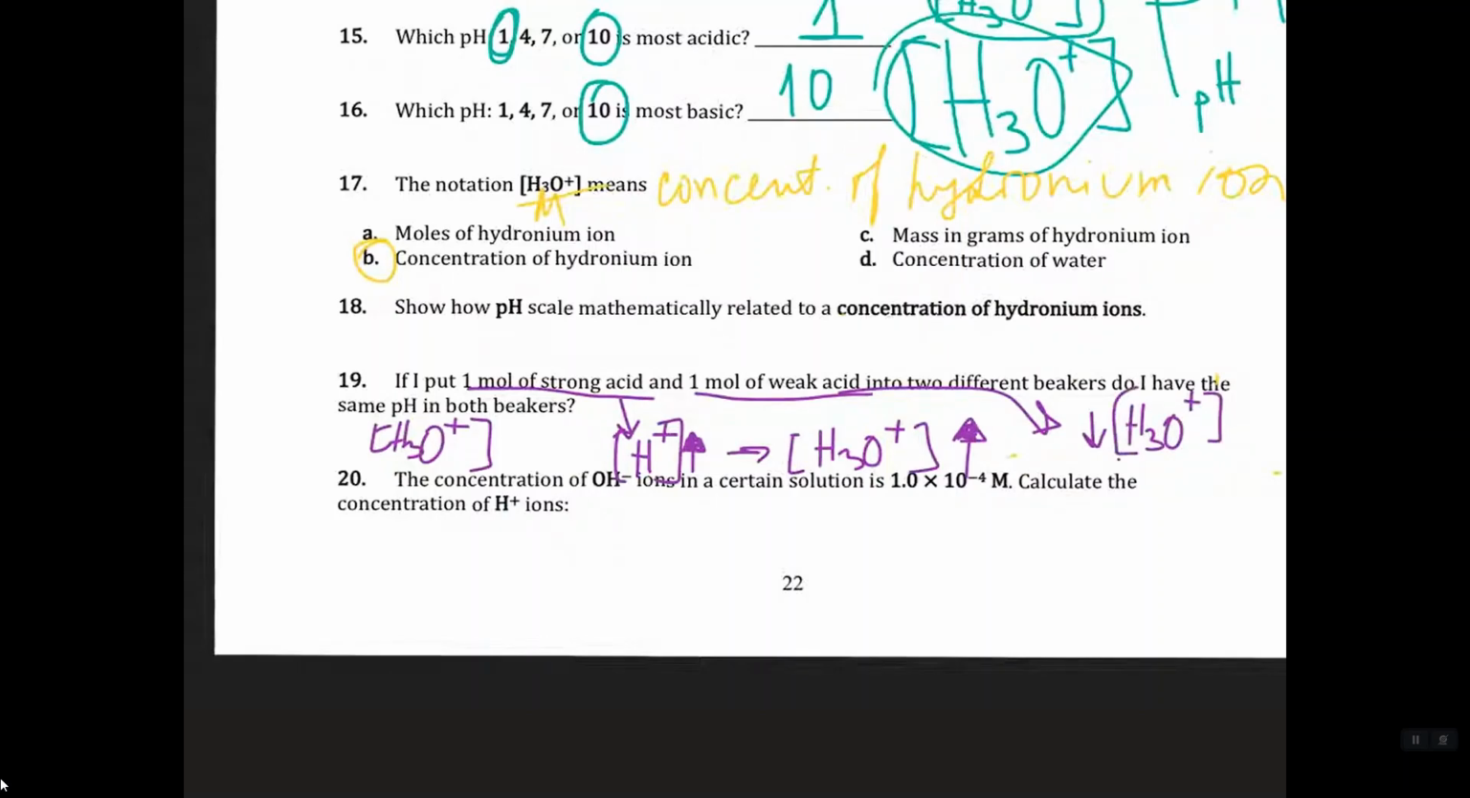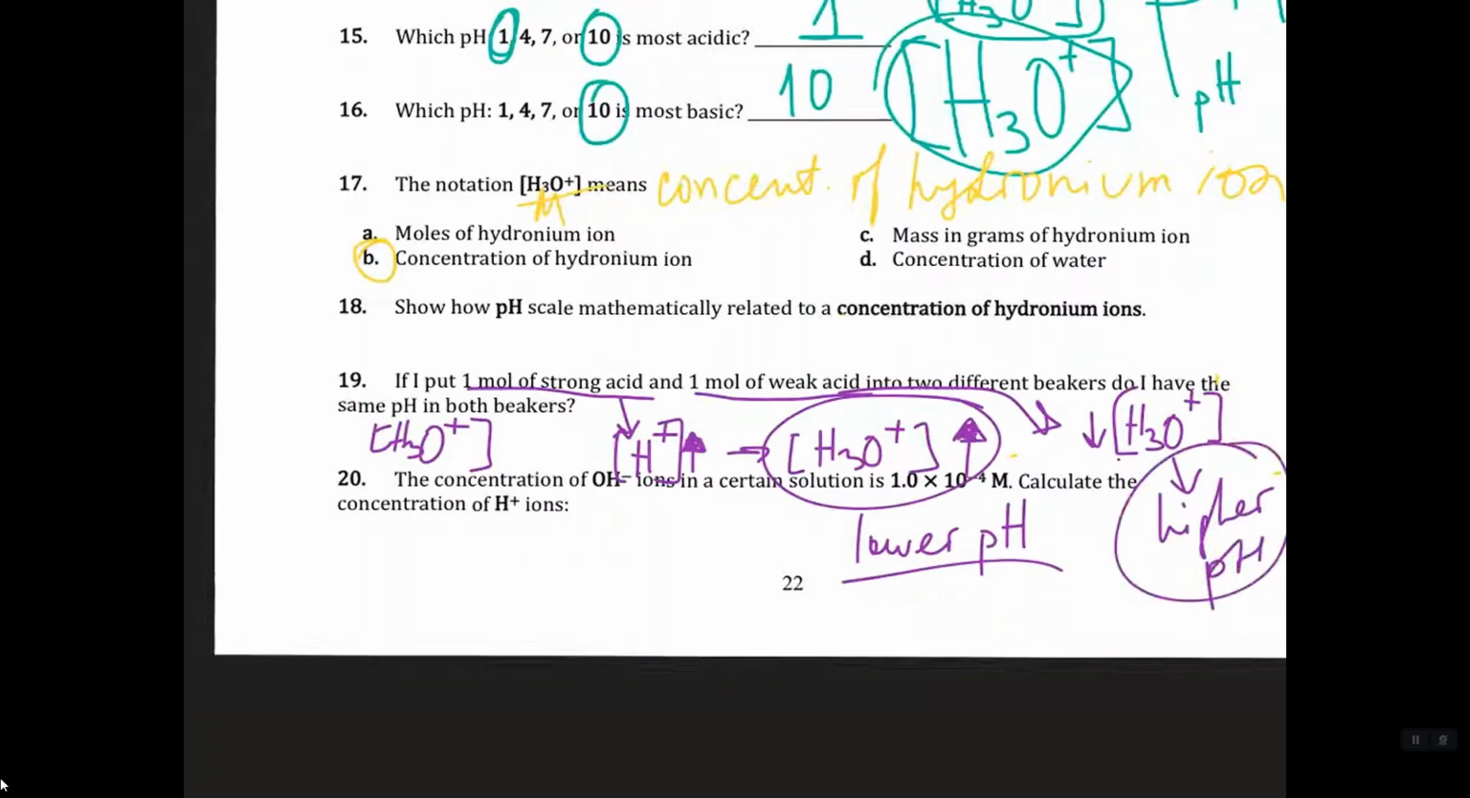So the greater your concentration of hydronium ions, the lower the pH. And so this is going to have a lower pH than this. This is going to be a higher pH. They both are going to be acidic. So if you look at 0, 7, and 14, they both are going to end up somewhere between 0 and 7. But strong acid is going to be closer to the 0 than the weak acid.